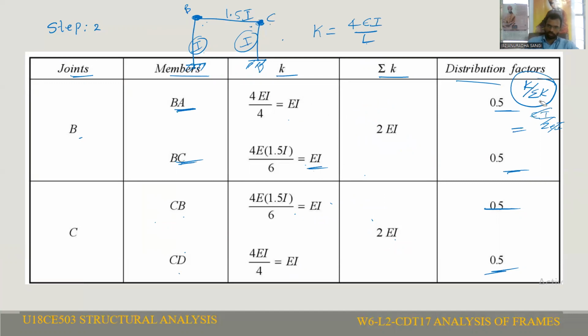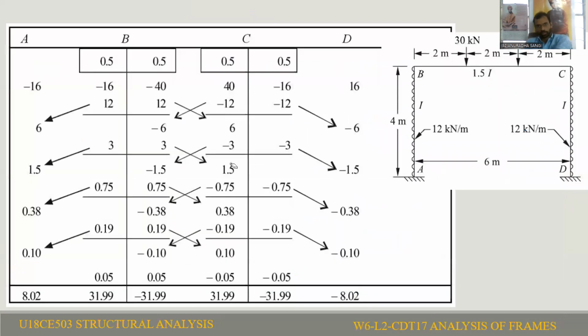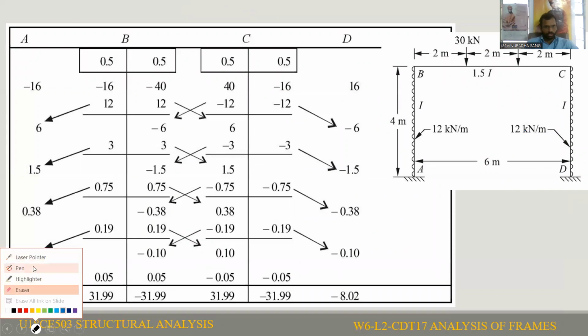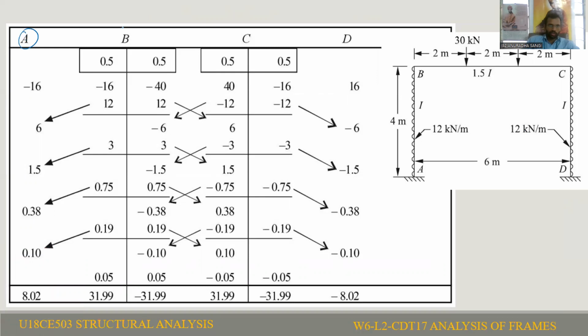So the distribution factors are calculated. After calculation of distribution factors, we need to draw the moment distribution table. So this is the moment distribution table. In this table, first of all, we need to write the joints A, B, C, D.